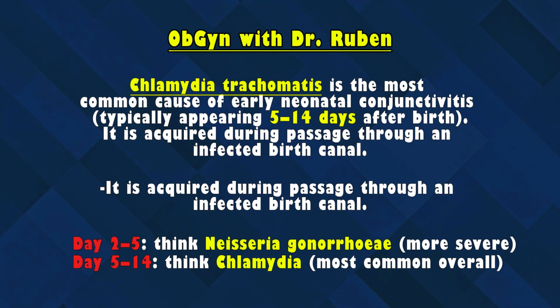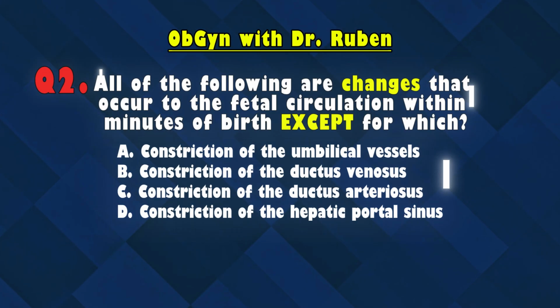Several organisms can cause early neonatal conjunctivitis, but the most common cause is Chlamydia trachomatis, typically appearing 5 to 14 days after birth. Question number 2.